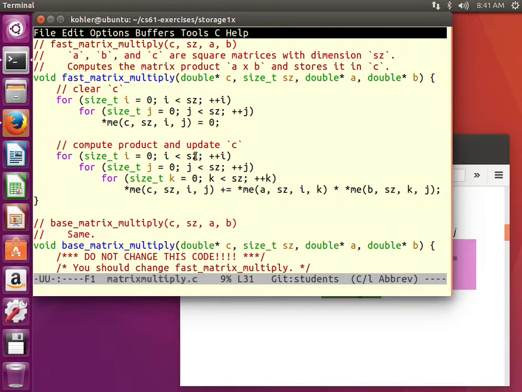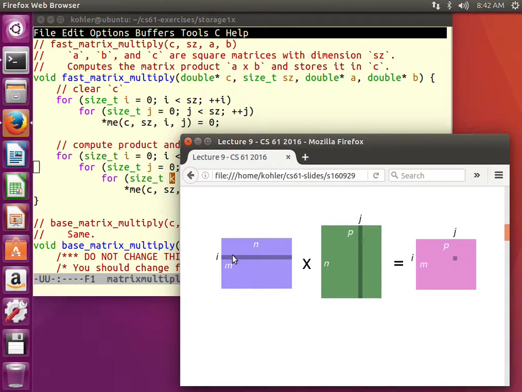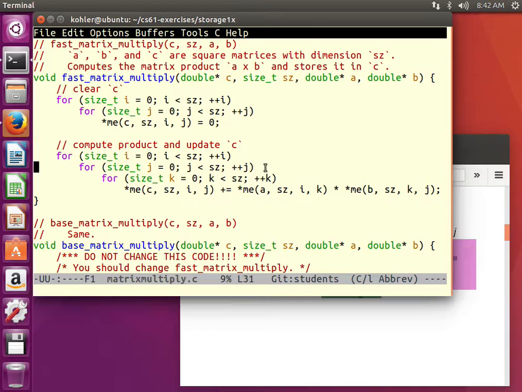So if we look at this series of loops, i and j are the row and column of the output. This is the output matrix C. And then k is this inner loop that goes over the columns of the left-hand operand and the rows of the right-hand operand and disappears from the result. Okay? So we need three loops. That makes this an n cubed algorithm since size, or n, is the same in all three loops.